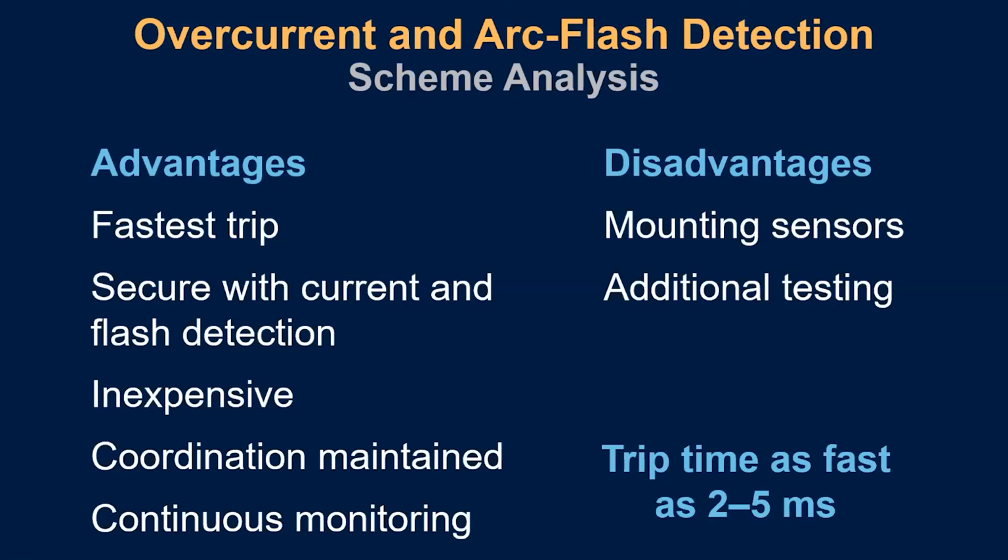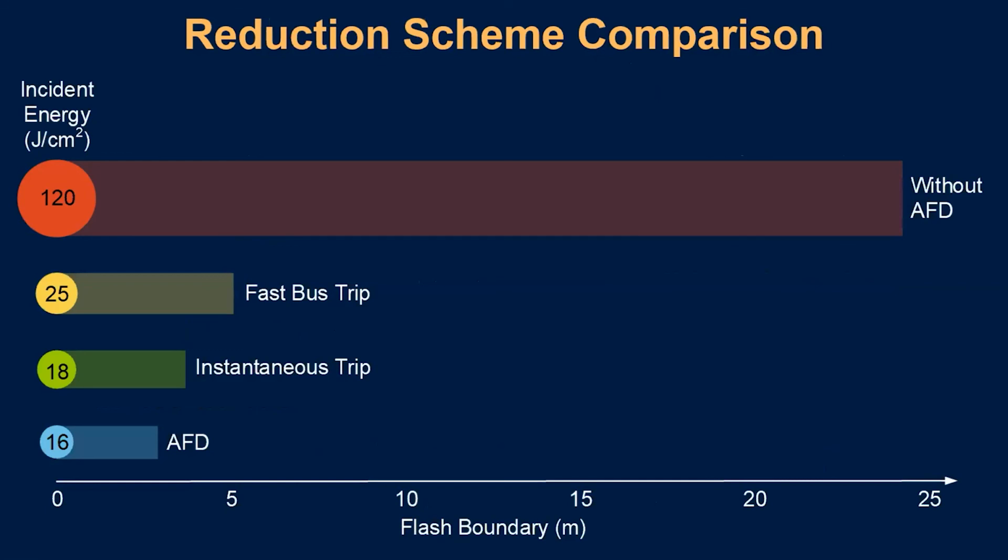So again, kind of reiterating the reduction we can see, this would be an example where maybe we start off with an incident energy of 120 joules per centimeter squared, or if you're more familiar with calories per centimeter squared, it's basically going to be 1/4 of this. So 120 joules per centimeter squared would be roughly 30 calories per centimeter squared. And if you remember the categories Gautam showed you at the beginning, you can see as we step down through each of these possibilities, we're able to step into more comfortable PPE protection zones.